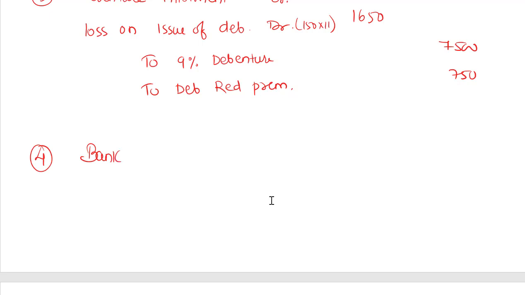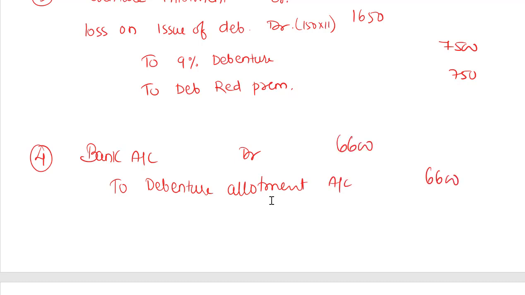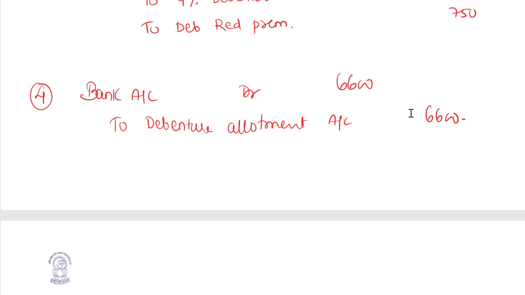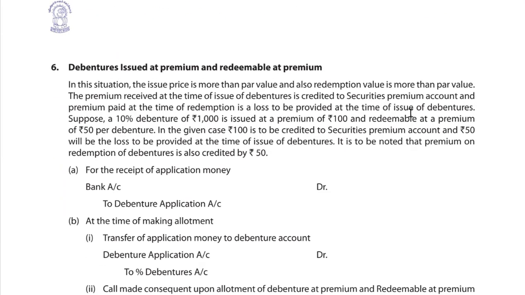Next entry, bank account debit to debenture allotment, 6600. I believe you understood. Let us move ahead. Debenture issued at a premium and redeemable at a premium.